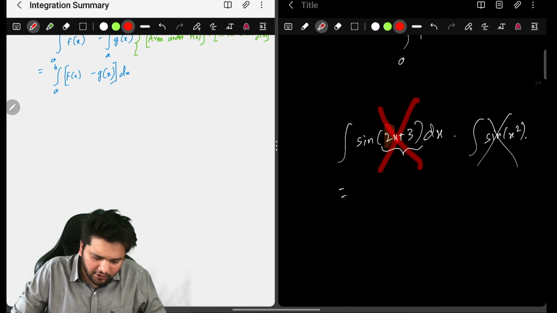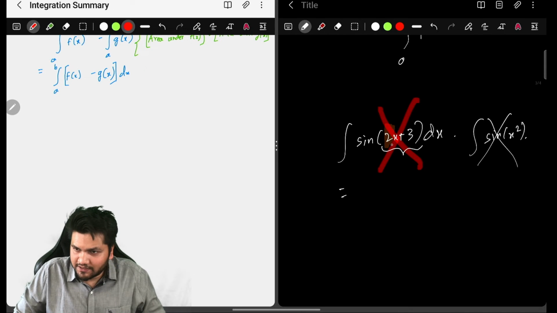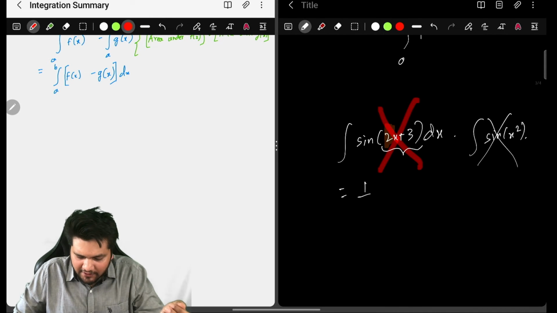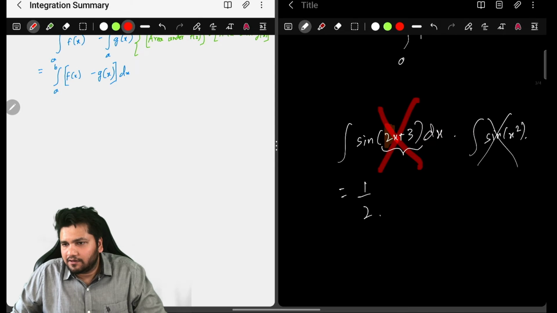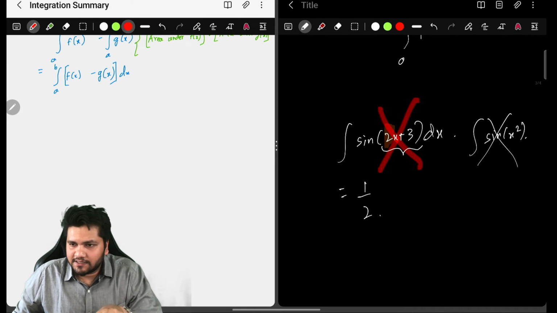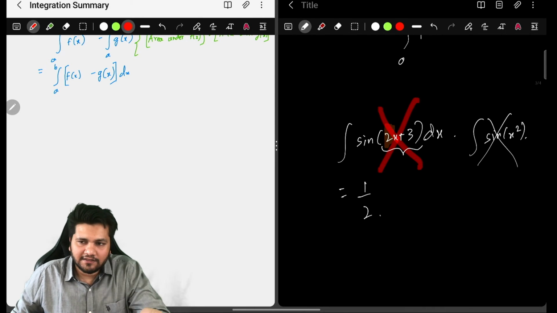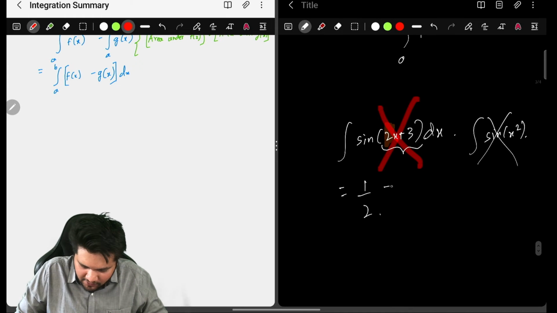Now to do this, whatever the coefficient of x is, that is 2 here, you'll just put it in the denominator. The moment you do that, you can just consider this thing as x, whatever is inside. So now what is the integral of sine x? It's nothing but minus cos x. So it's going to be minus cos of 2x plus 3 as it is.